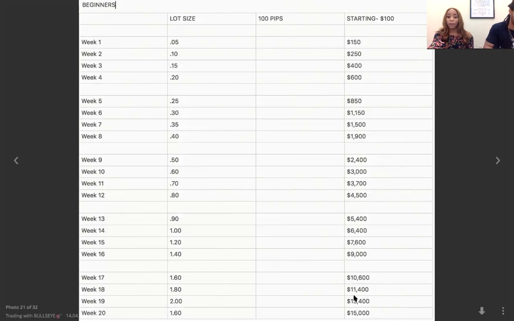So by the 20th week of trading, you can have 15,000 and you're able to increase your lot size because your account increases as well. So practice discipline. Be comfortable with making small profits because it's going to inevitably turn into big profits with proper risk management, discipline, consistency, and positivity.